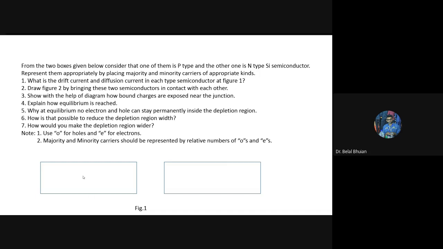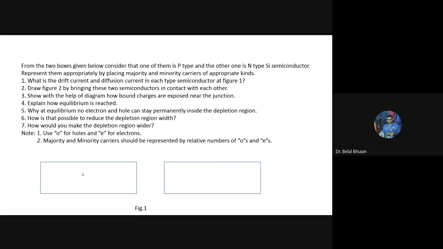what will happen in figure 1? Are we going to have any drift current or diffusion current, now that you have completed the drawing in figure 1? Are you going to see any drift current or diffusion current? Why would we see drift current and diffusion current in both types of semiconductors?